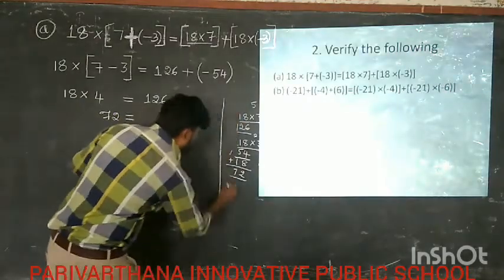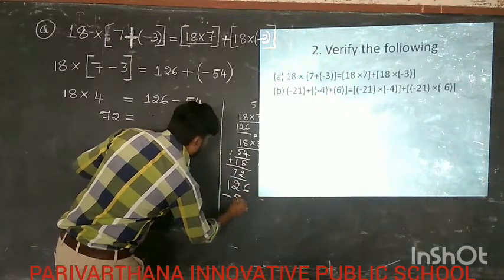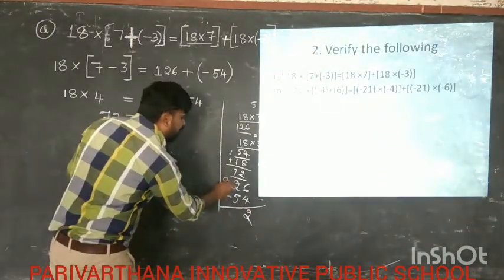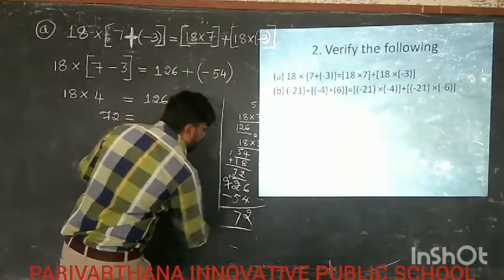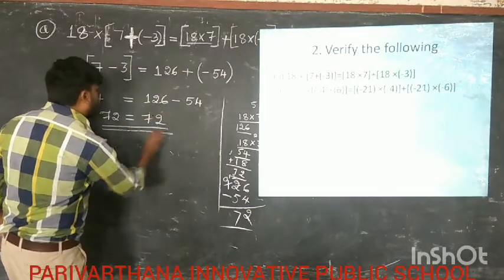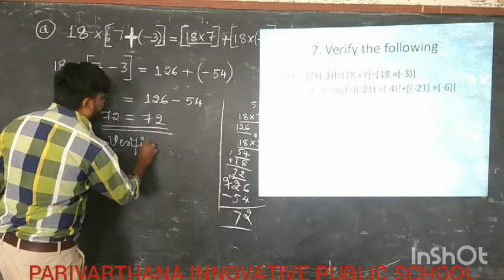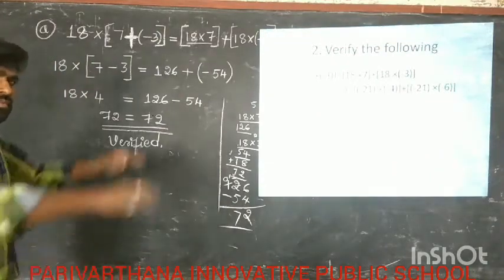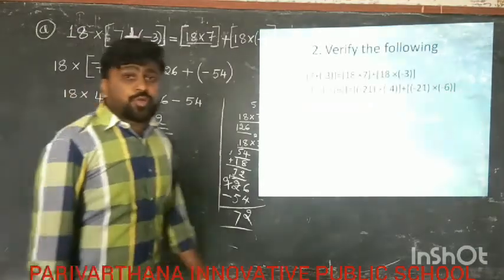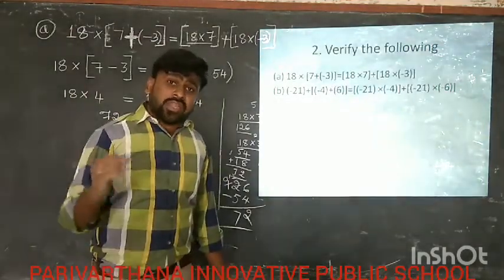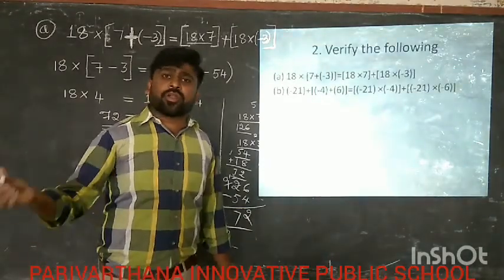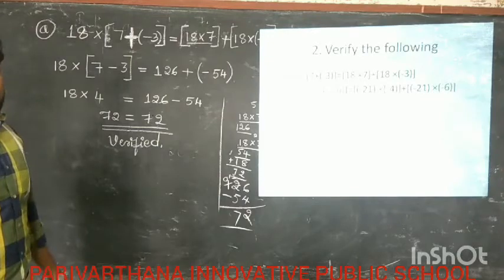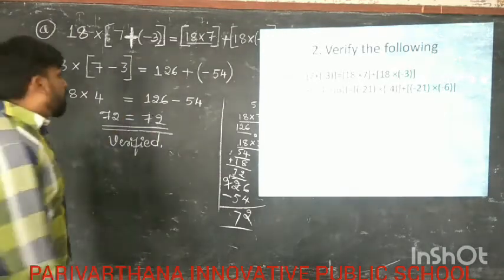LHS, again board work, 126 minus 54. 6 minus 4, 2. Now 2 is a small number, we have to borrow from the next number, it becomes 0, it becomes 12, 12 minus 5, that is 7. So LHS is equal to RHS, it is verified, because it is the distributive property of multiplication over addition. Clear? Take down neatly. This is exercise 1.3, second main, first one. Then we come to the B problem. I will show B also.